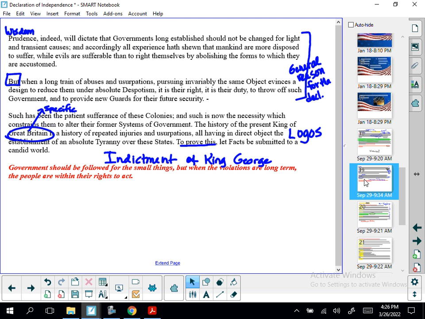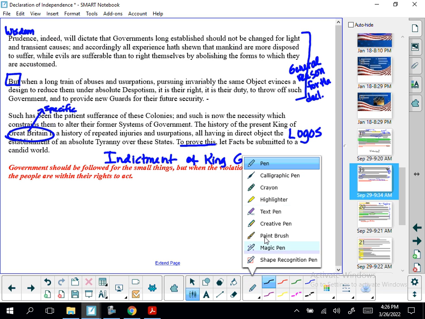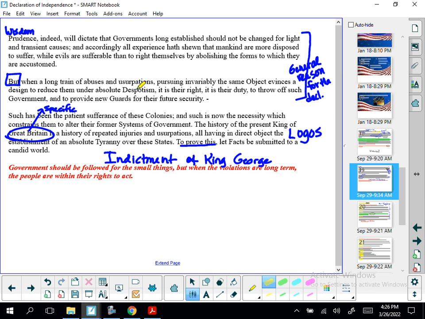Is that he's trying to say that this isn't something that came across easy, or that they did lightly, but that they were looking at the fact that despotism, which is underneath the idea that he is a tyrant, that he is a tyrant, and that it is their right, it is their duty to throw off such a government. So that's their statement of belief.